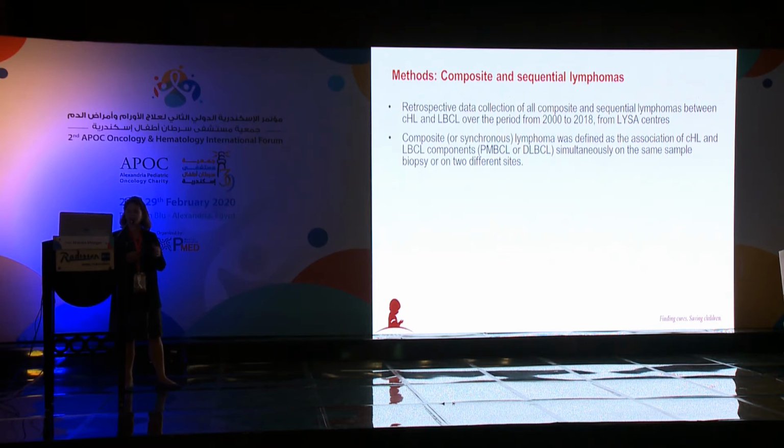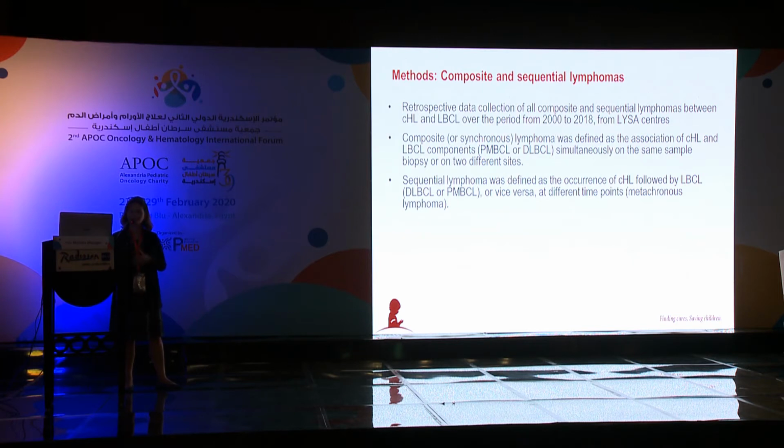The composite or synchronous lymphomas were defined as the association of classical Hodgkin lymphoma and large B-cell lymphoma, be it primary mediastinal or just diffuse large B-cell. These were simultaneous, on the same sample or on 2 different sites, but at the same time. So if somebody got two biopsies, it was fine as long as both characteristics were there, or on the same biopsy. And the sequential was defined as the occurrence of classical Hodgkin lymphoma followed by large B-cell lymphoma, or the other way around. So either one or the other.